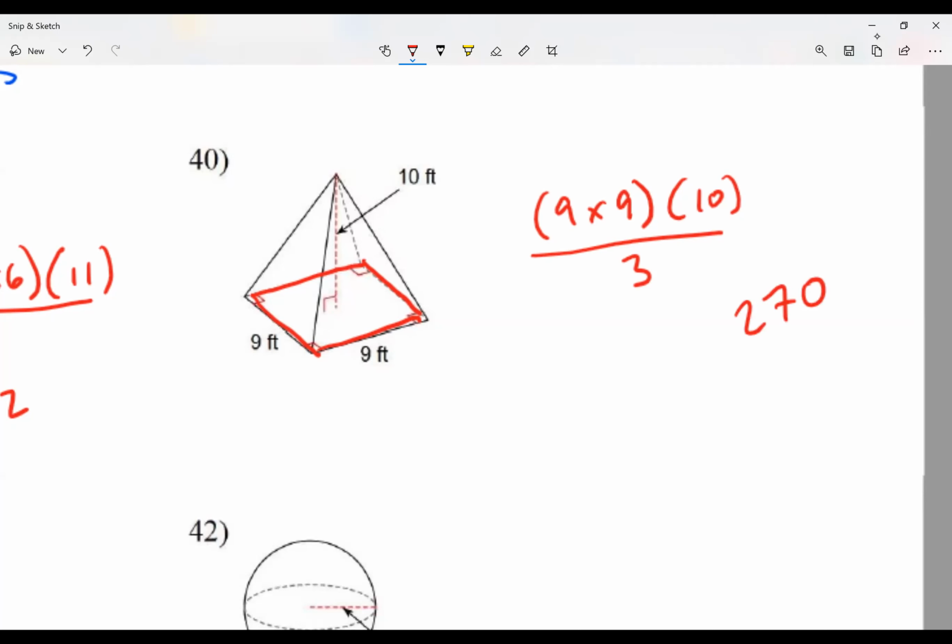Even though I didn't do a cone, right? A cone looks like this. Even though I didn't do a cone, you can get that in your homework or the quiz.